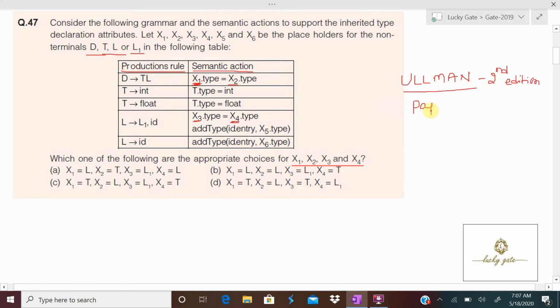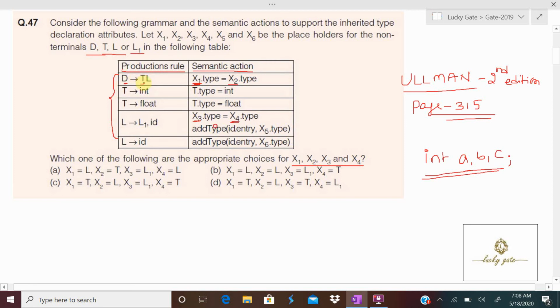In page number 315 you can see this example, and actually this is a production rules mentioned for the declaration of the statements, means declaration of the variables. Now understand how program variables is to be declared. Now say integer a, b, c, this is a kind of declaration, means it is a grammar for this kind of declarations. Now here you observe D tends to TL.